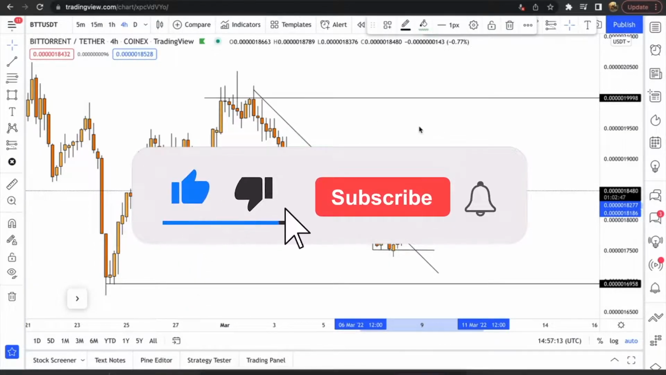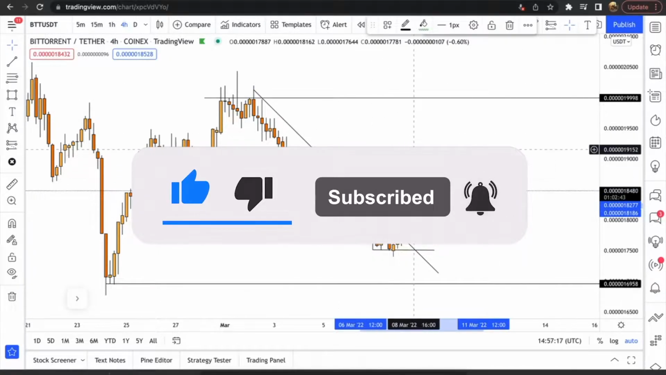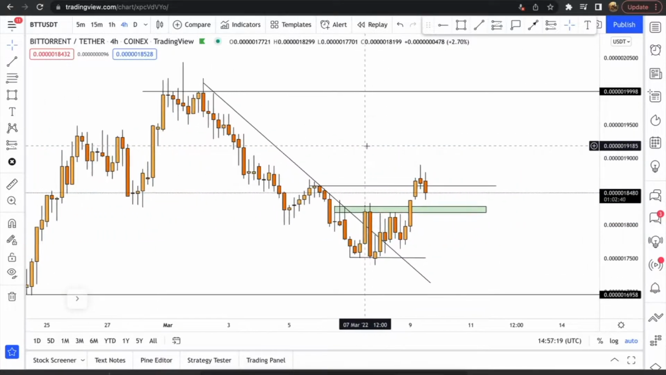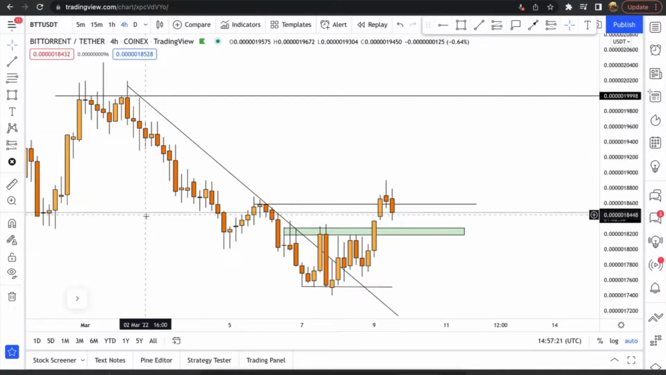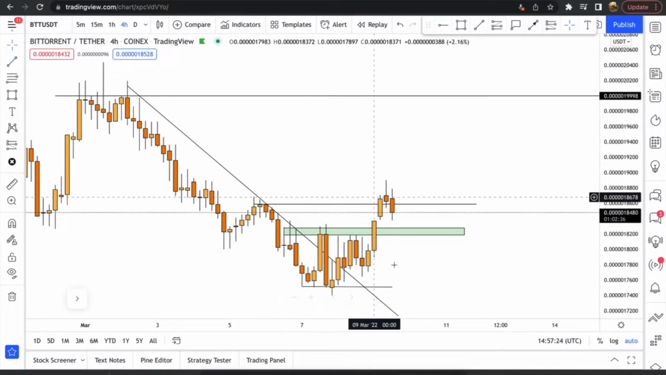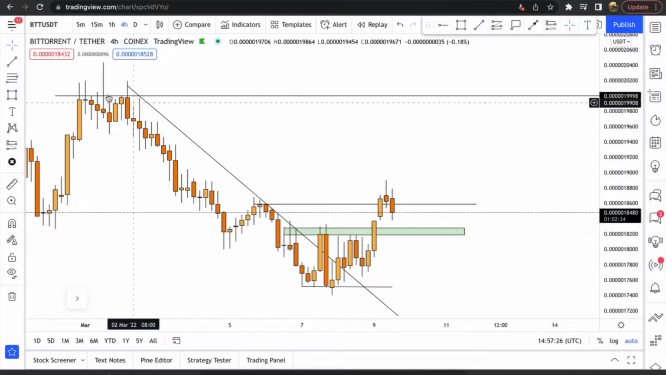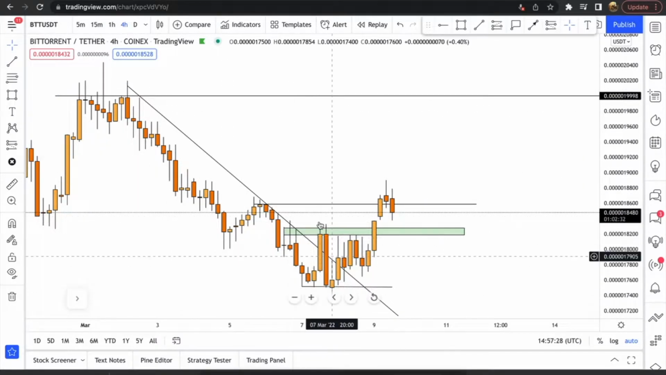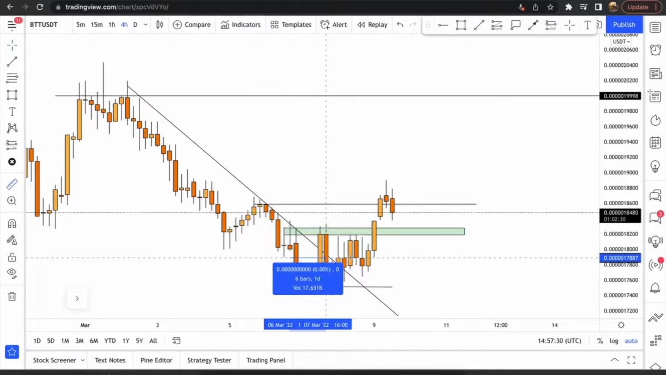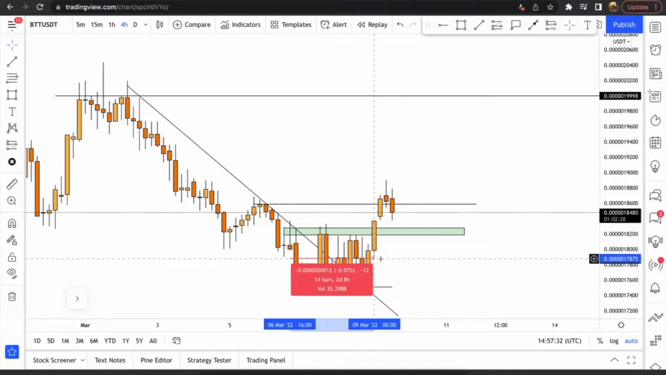So I'm just going to do a little bit of analysis for you today on BitTorrent. Now I'm just on the 4H time frame currently. So what you can see, I'm just going to basically focus on this bit of price action here, because this is all that matters. We've been in this downtrend, low, low, low, high, low, low, and then we've had this area of consolidation here where I was consolidating for 2.5 days or so.